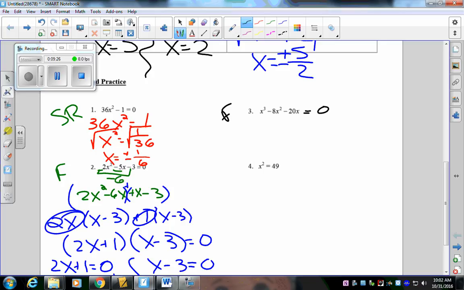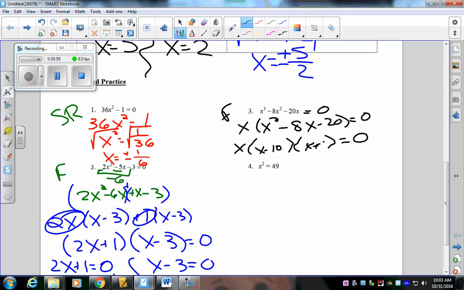Now notice I have a GCF here. First of all, that's an x cubed, so I can't use my quadratic techniques yet, but I can pull out an x, leaving me with x squared minus 8x minus 20. Now I need to factor the trinomial. The coefficient is 1, so I don't need to do the grouping. I can just go right to my factors. So two numbers that multiply to negative 20 and add up to negative 8: negative 10 and positive 2.